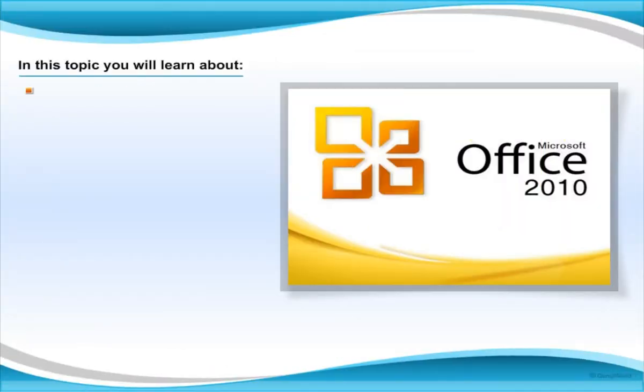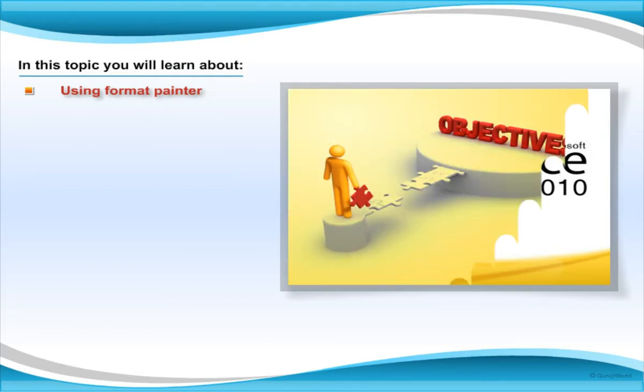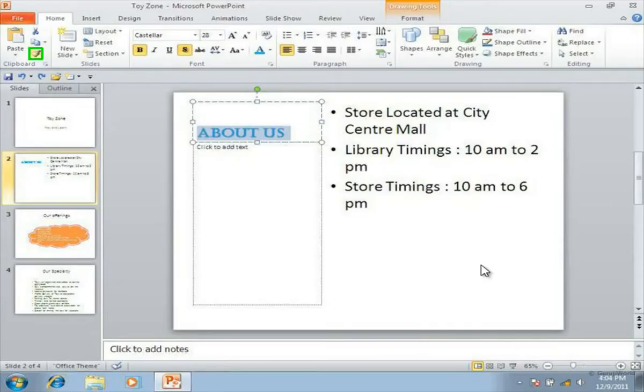In this topic, you will learn about using Format Painter. Format Painter is a command that allows you to copy the formatting of one item of text, graphic, or symbol and apply it to another item. Let's see how you can achieve it. We have selected the title About Us. Click the blinking Format Painter command.